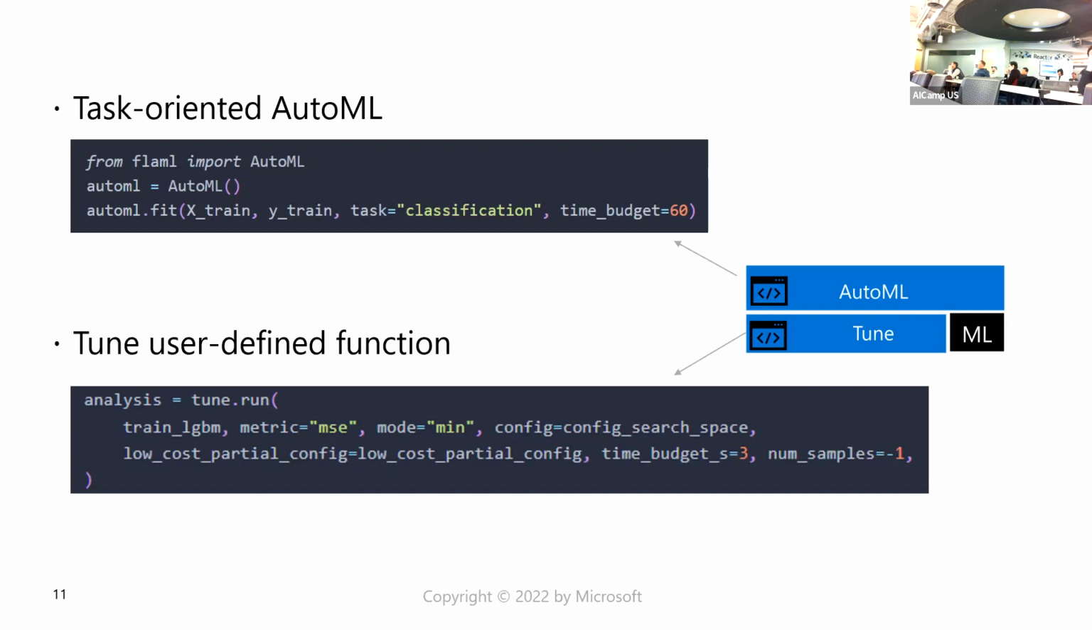There are other scenarios where you want to use a lower level API to run generic hyperparameter tuning for a fully customized function and search space. For example, when your machine learning task is not one of the built-in tasks, or when you need to directly optimize the performance for a downstream application.